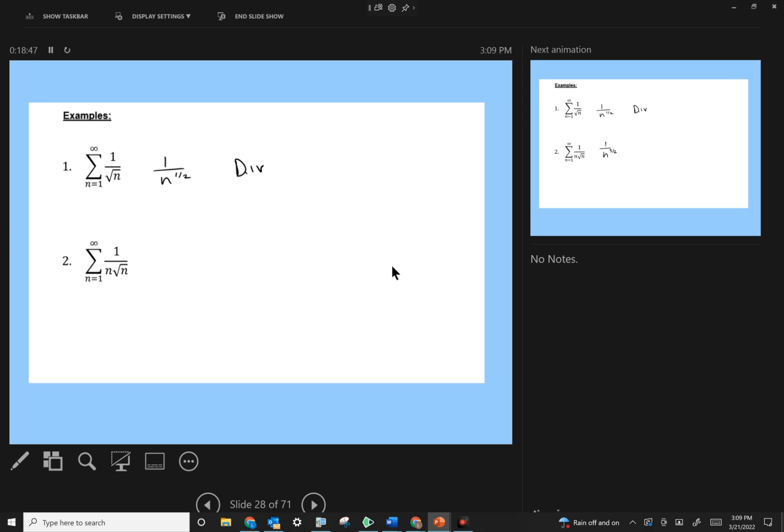1 over n to the what? Wouldn't that be to the 3/2 if you add your exponents? So is that a converge or a diverge? Converge. Okay. So we're starting to think through the whole difference in how fast the numerator increases compared to the denominator, right? So 1 over n, diverge. 1 over n squared, what? Converge. Is there anything between n and n squared? Think about this one.